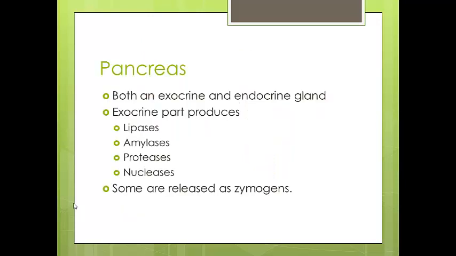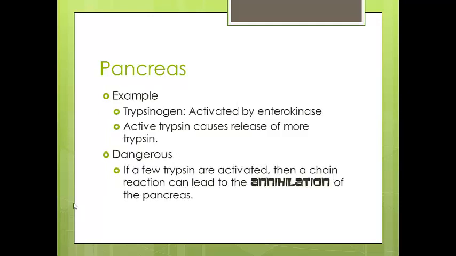The pancreas is both an exocrine and an endocrine gland. The exocrine part produces lipases, amylases, proteases, and nucleases. Some are also released as zymogens.